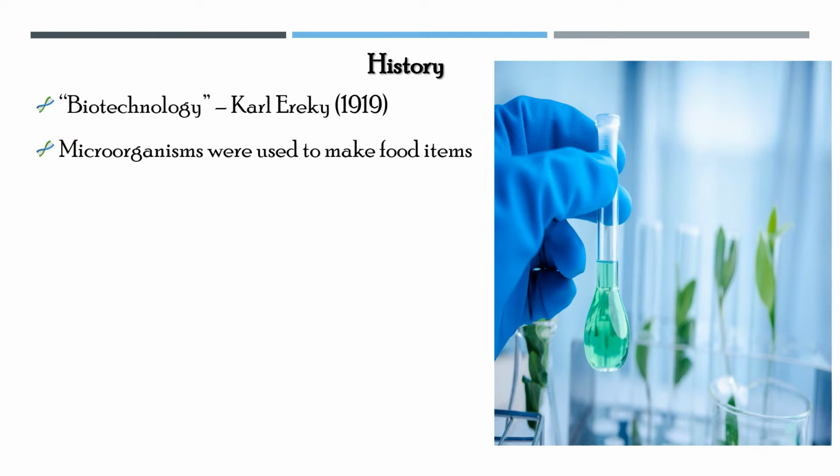So during the ancient times, before centuries, microorganisms were used to make food items. People were not aware that they were using microorganisms. They did not know that these are microorganisms. The microorganisms were not yet discovered at that time, but unknowingly they were using microorganisms to make food items. So the Egyptians were using microorganisms to make food like beverages, cheese, and bread. They made wine using fermentation techniques.